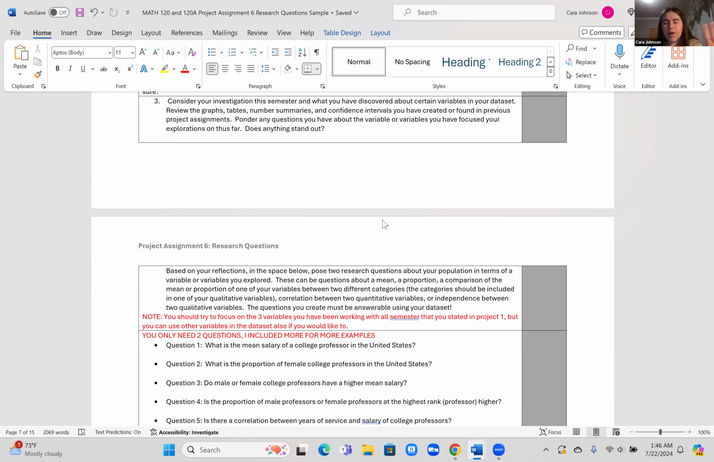And then we're going to pose 2 research questions. It could be about a mean, a proportion, a comparison of a mean or proportion of one of your variables between 2 different categories, so using one of your qualitative variables for the categories, correlation between 2 quantitative variables, or independence between 2 qualitative variables.